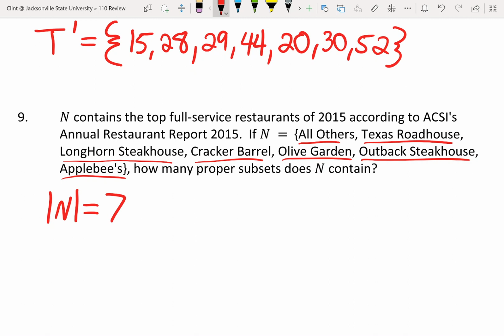Then how do I get proper subsets? You may remember. Yeah, so our formula is 2 to the n minus 1, where n is our cardinal number, for proper subsets. So we'll do 2 to the 7th minus 1, 127.